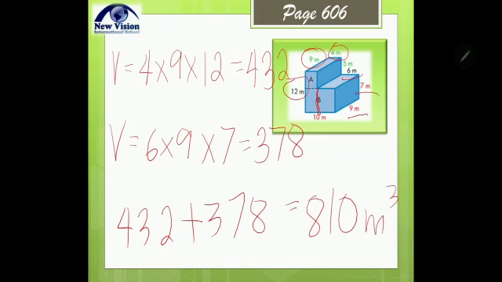So as you can see, 810 is the same as the answer in the video, which is also 810 cubic meter. So even if it is divided horizontally or vertically, we will still get the same total volume of the three-dimensional figure that you have.